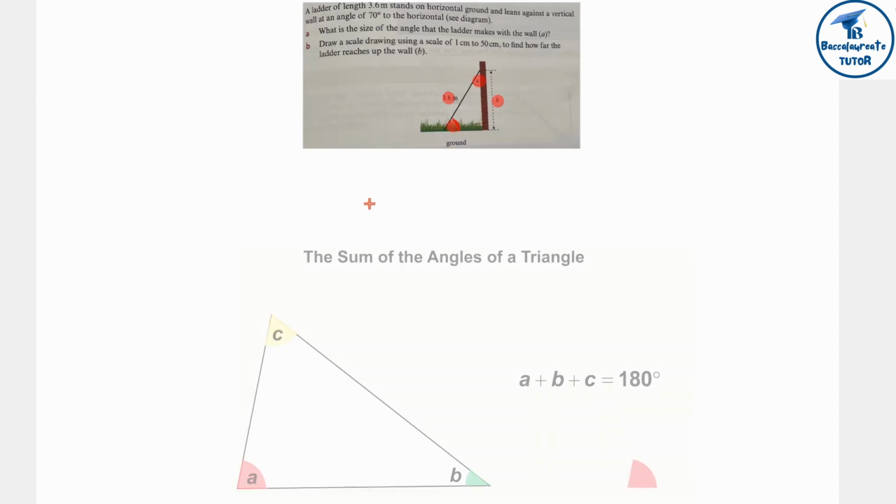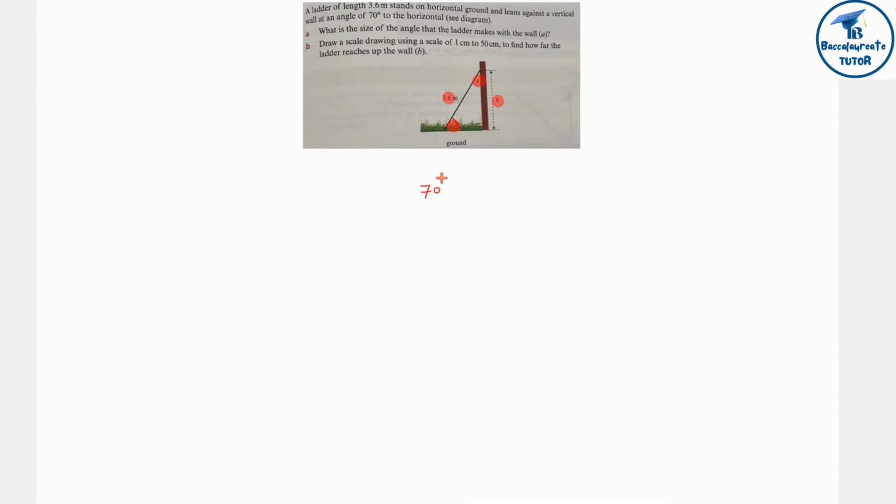And we also know that the sum of all the angles in a triangle is 180 degrees. What we can do is simply 70 degrees plus this one is 90 here, because the wall is always supposed to be 90 degrees with the ground, right? So 90 degrees plus angle A, right? We don't need to use any trigonometry here. It is pretty simple, and the sum of all the angles in the triangle is 180 degrees.